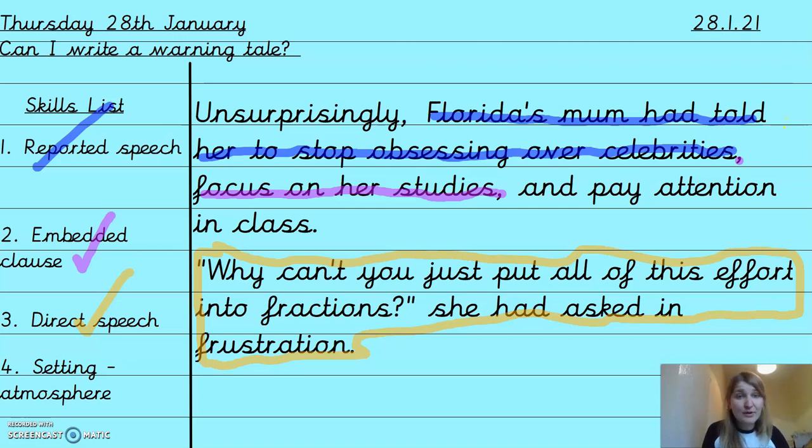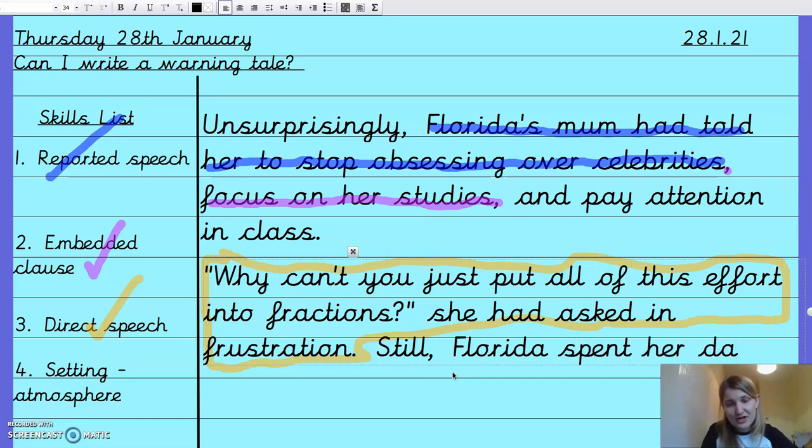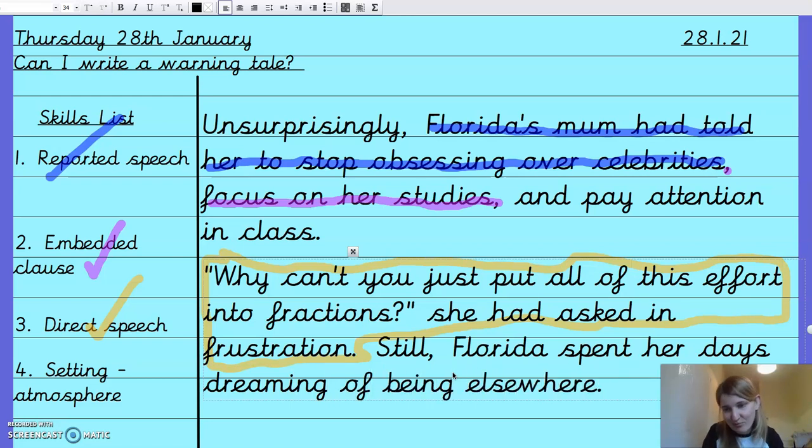And now the last thing I want to include is a little bit of detail on describing my atmosphere, building up my setting. So she had asked in frustration. What about still? Florida, and again, I'm trying to not start my sentences with Florida, she, too much. A little bit's fine, but too much, nada. So, still, Florida spent her days dreaming of being elsewhere. Where's she dreaming of?